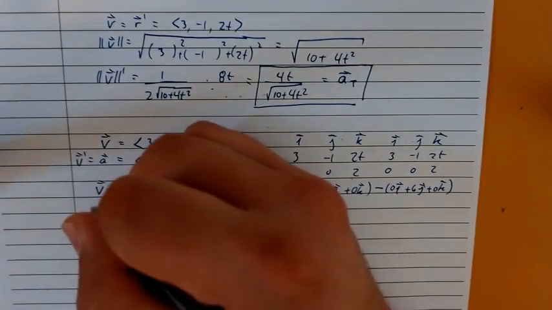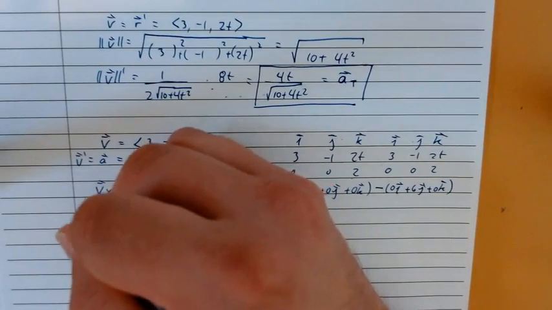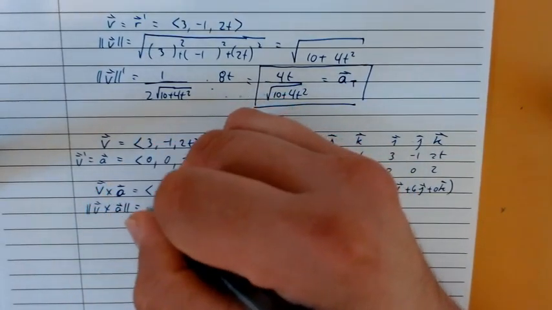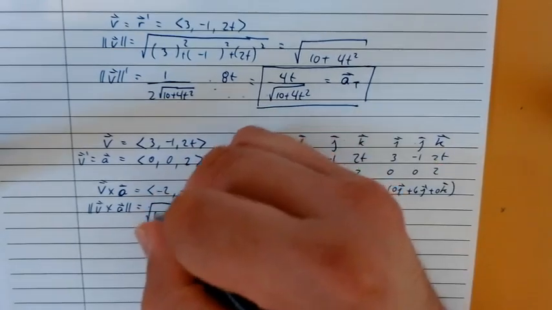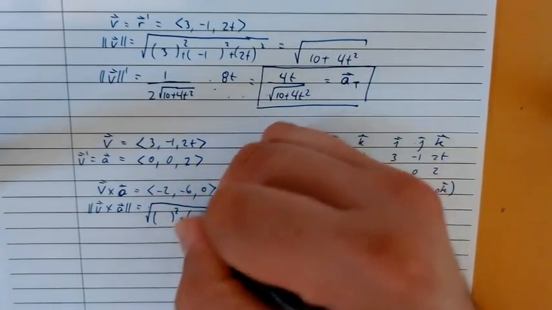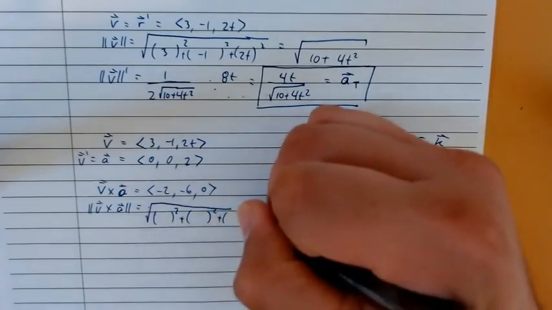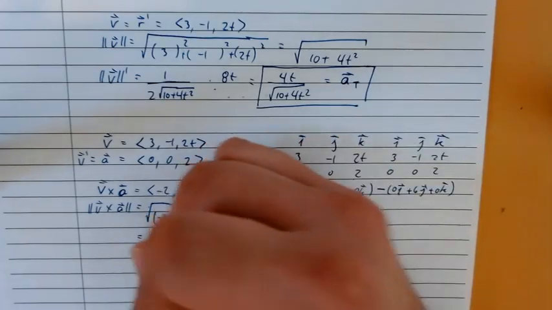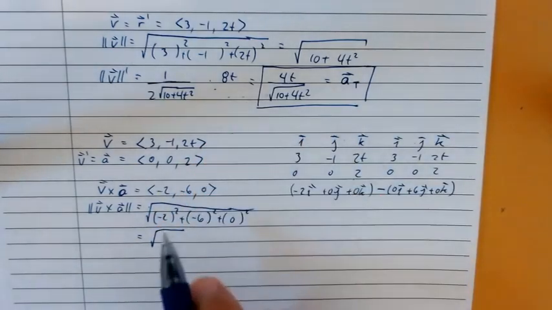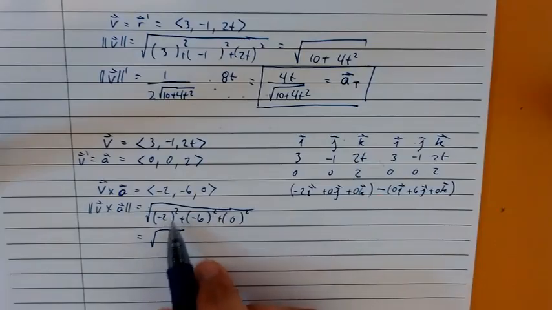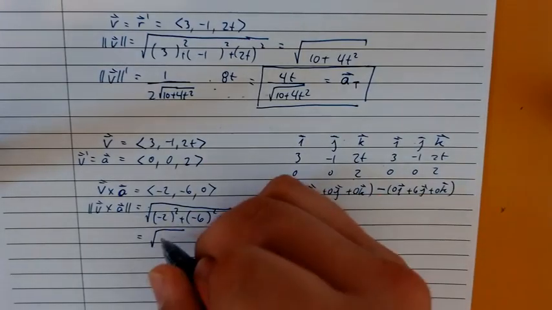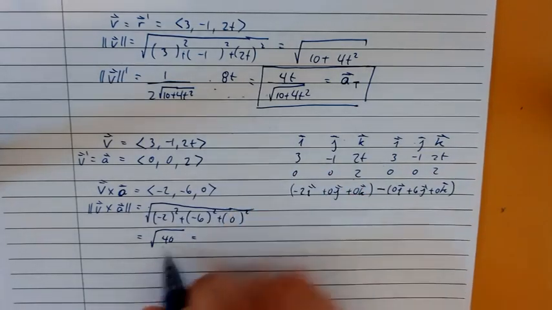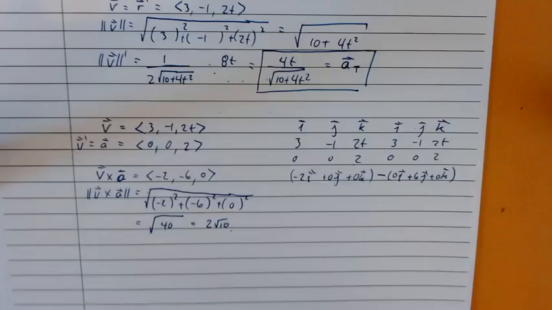Now I need to find the magnitude of this cross product. So the magnitude of v cross a is equal to the square root of the sum of the squares of these components, minus 2, minus 6, and 0, which gives us the square root of, let's see, it's 36 plus 4 is 40 plus nothing. That's going to stay 40. In here, we can simplify that out. That's going to be 2 root 10.